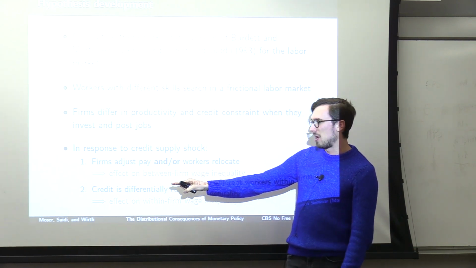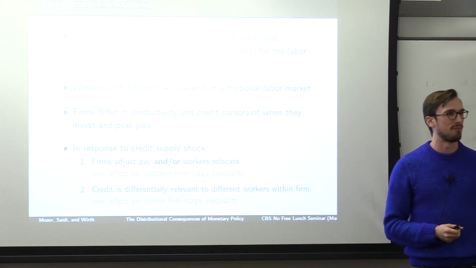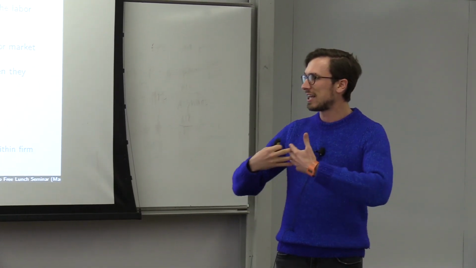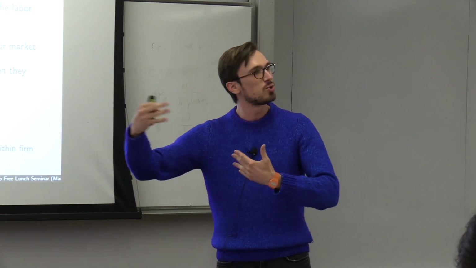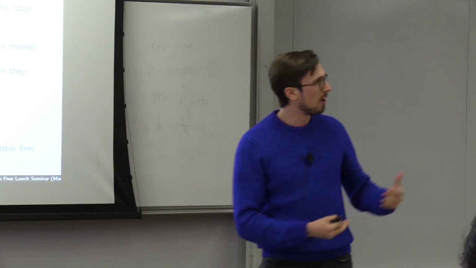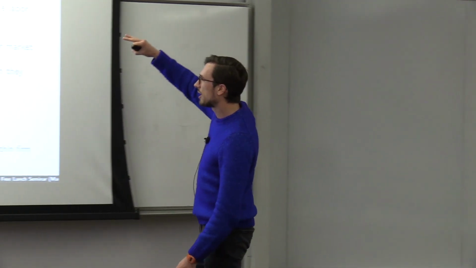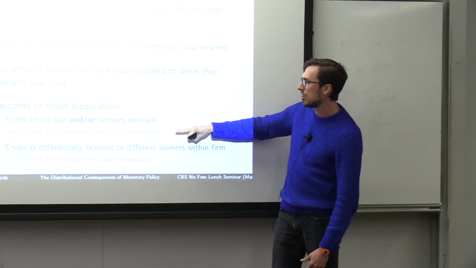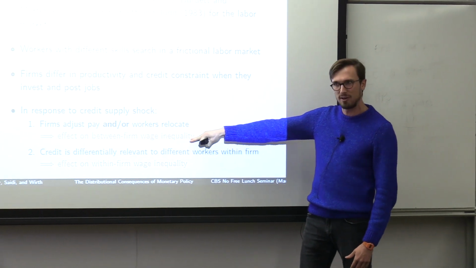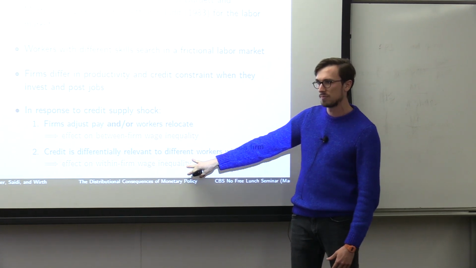But second, as I alluded to before, credit may be differentially relevant to different workers within the same firm. So even if a given firm receives some amount of credit, that credit inflow may be differentially targeted or complementary to certain workers, maybe high skill, relative to other workers in that very same company. And so what I want to get across here really is that credit can have these interesting effects, changing both the distribution of pay between firms, but also changing potentially the distribution of pay within the firms.